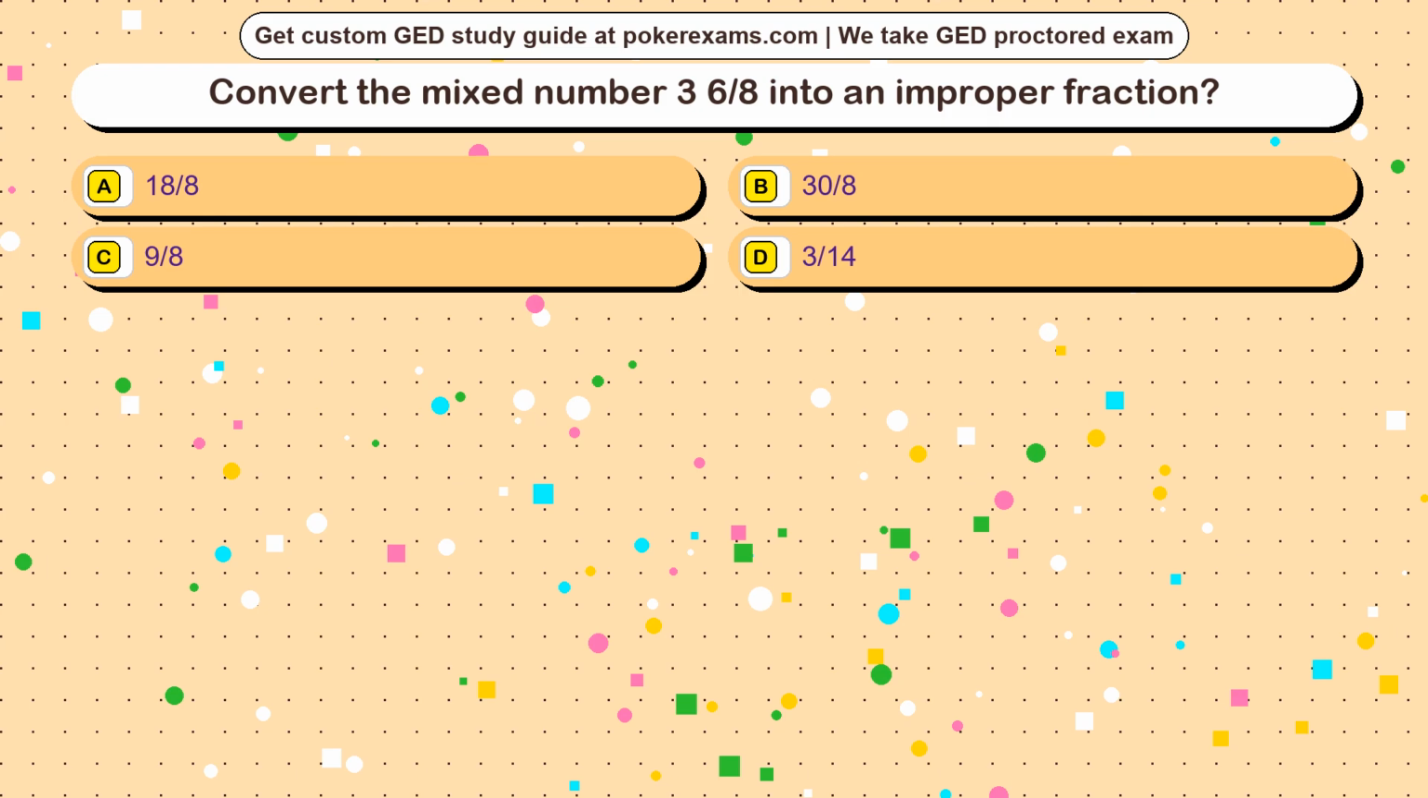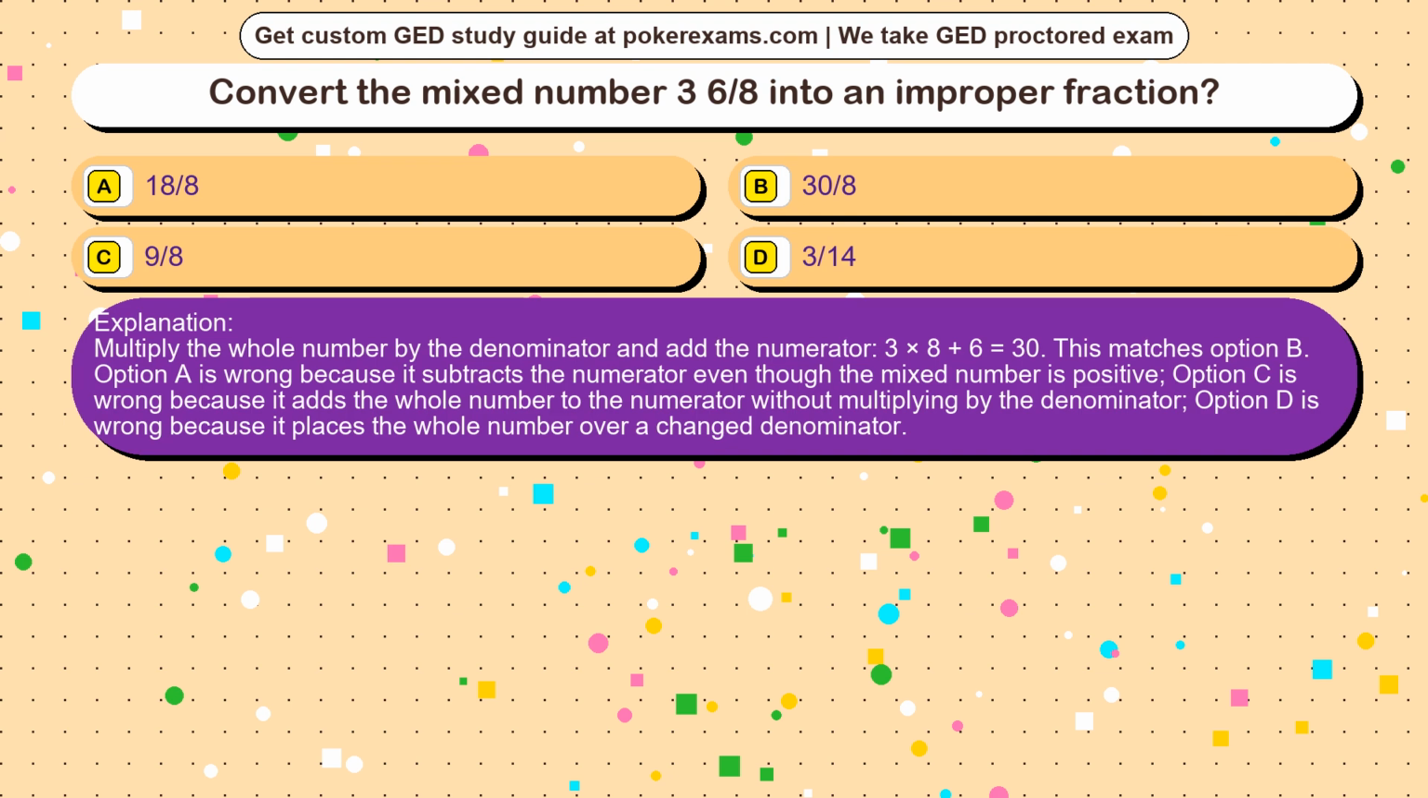The correct answer is option. Multiply the whole number by the denominator and add the numerator. 3 times 8 plus 6 equals 30. This matches option B. Option A is wrong because it subtracts the numerator even though the mixed number is positive. Option C is wrong because it adds the whole number to the numerator without multiplying by the denominator. Option D is wrong because it places the whole number over a changed denominator.